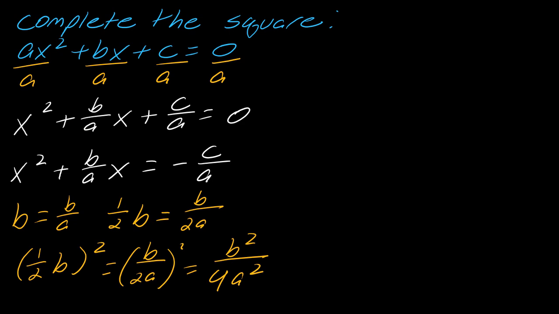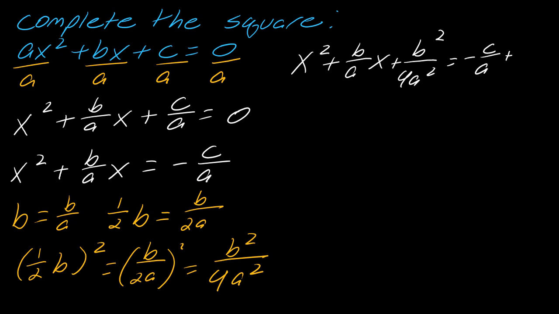Okay, let's see. I'll write this over here. So this becomes x squared plus b over a x plus b squared over 4a squared equals negative c over a plus b squared over 4a squared. So I literally took this and added it to both sides of this equation to get this whole thing. Okay. I feel like I'm running out of space here, so I'll make a little space.